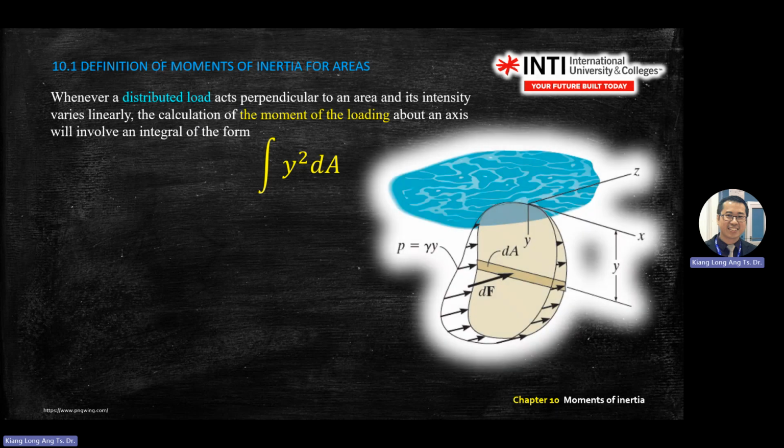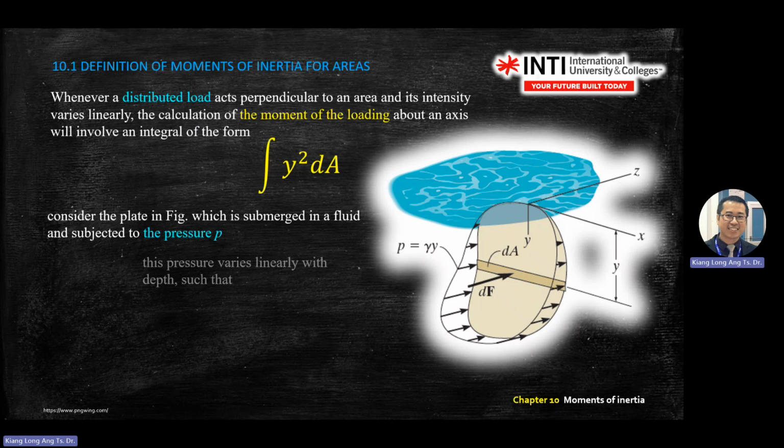Now, moment, when you have a distributed load on the body, especially submerged in the water. So when you submerge in the water, the pressure is uniform for all the surface, right? And as you go deeper, then you have more pressure on the surface. So you have an integration form. Integration of y squared dA is a moment of the loading about the axis. But anyway, I will skip this one. If you're interested, you go and read. I won't ask you on the derivation. Okay.